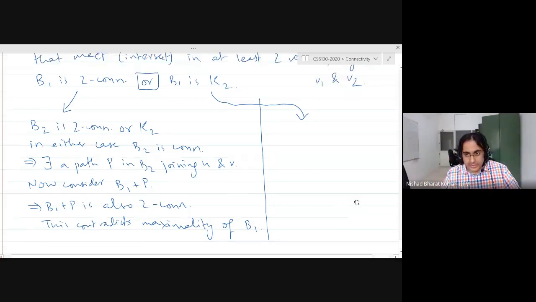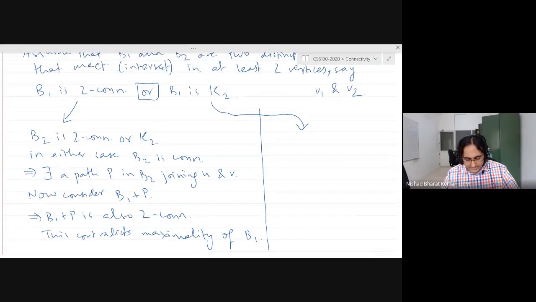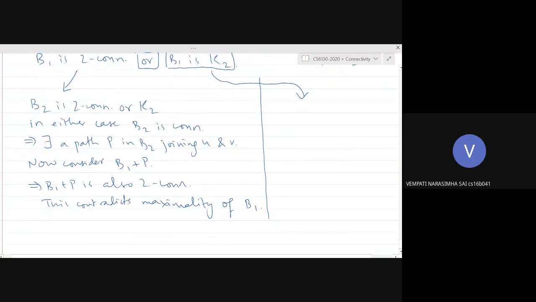Is the first argument clear? What about the second case? Supposing B1 is K2. Can someone tell me what we do in this case? Take two cases for B2 and contradict. In one case, it contradicts the maximality of B2. In the other case, it contradicts.